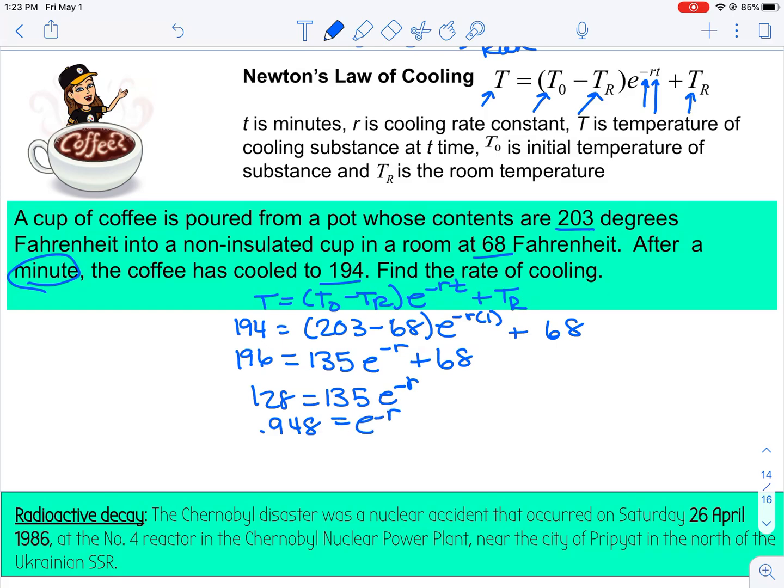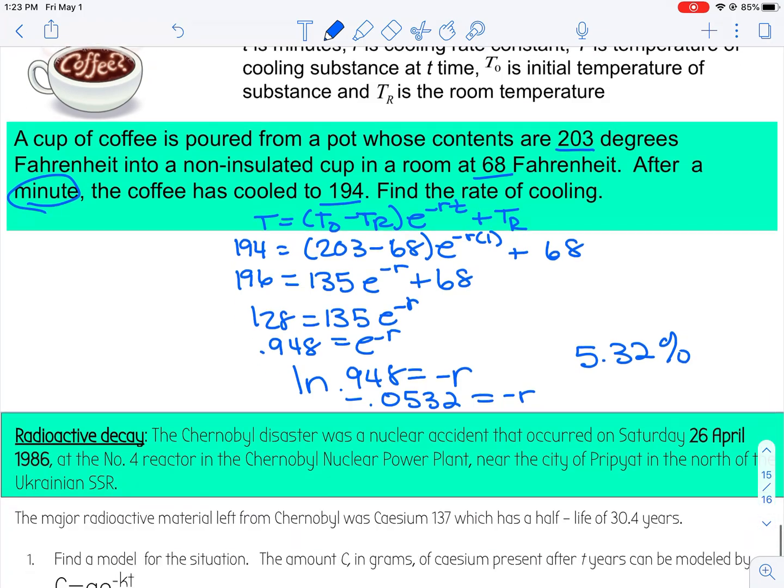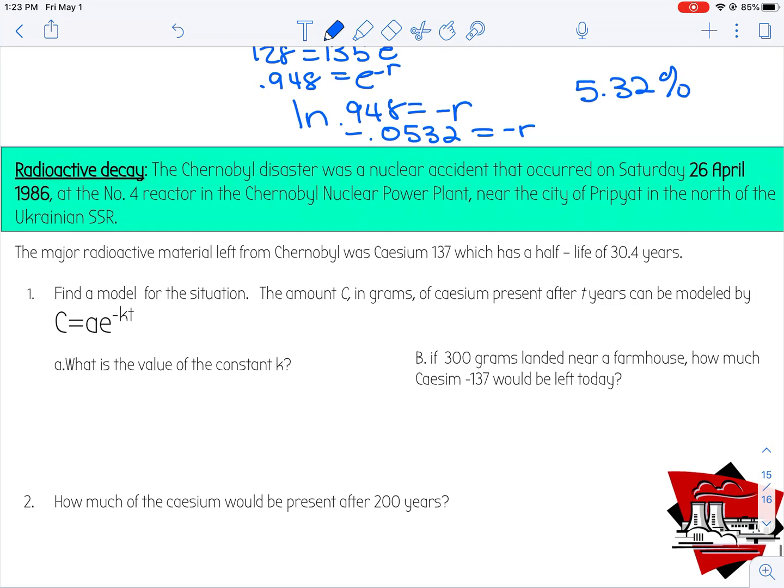Again, if you want to just keep that whole number in your calculator and use it as you solve your problem, that's probably the best. This is an E problem, so the opposite of E is ln. The answer is 0.948, and the power is negative r. So if you ln that number, and again hit the answer button, I'm getting about negative 0.0532. So if I divide out the negatives, move over my decimal, I'm about 5.32% is the cooling rate for that cup. Okay, so kind of a fun application there.